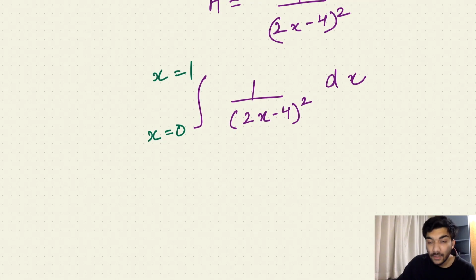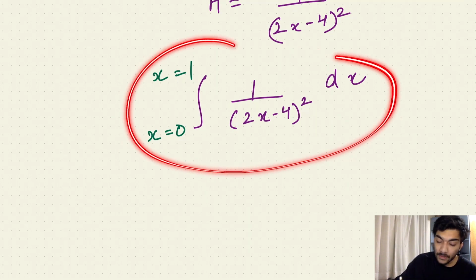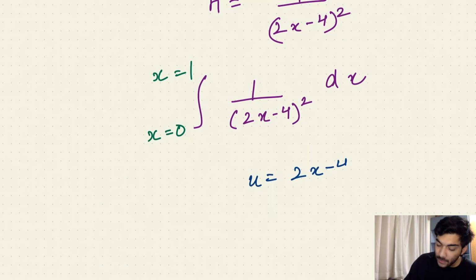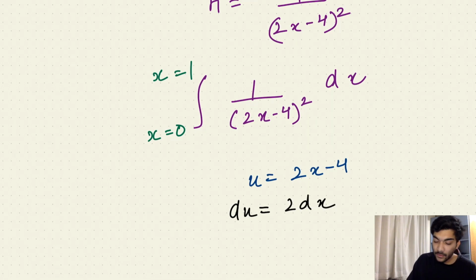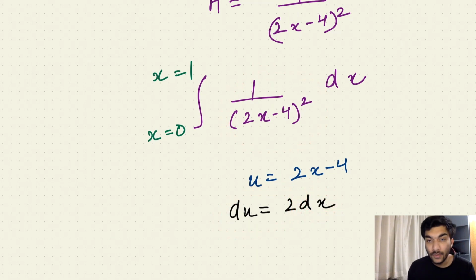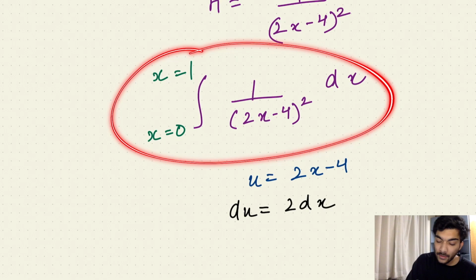I'll leave the definite integral calculation up to you, and I would really appreciate it if you can comment down the answer you get after solving it. If you want a hint, you can use substitution. Assume u equals 2x minus 4. If you take the derivative, du would be 2 times dx, so you can substitute dx as du by 2, and this would change to 1 upon u square. Since you already know how to calculate the integral of u to the power minus 2, it would be a fairly simple calculation.